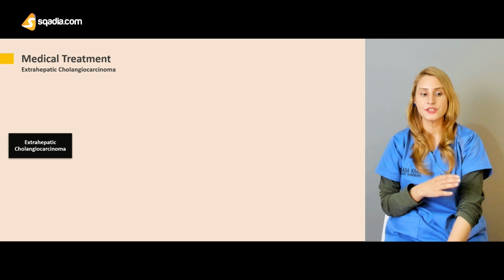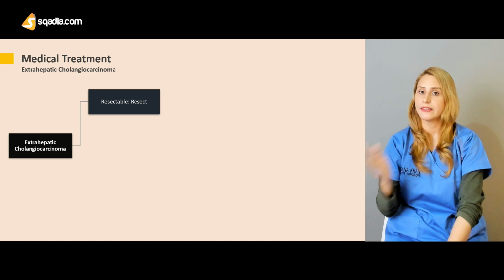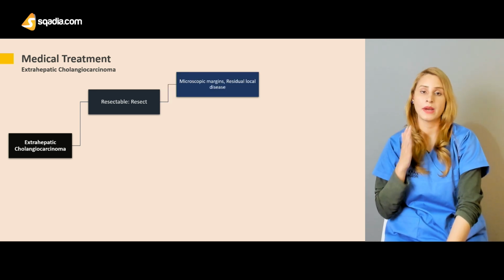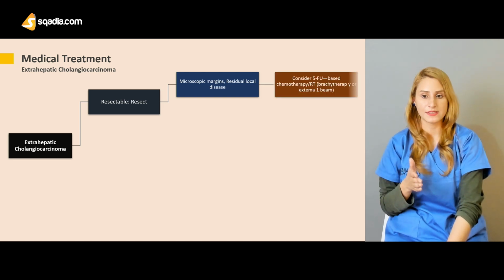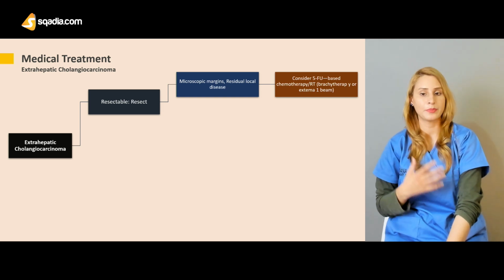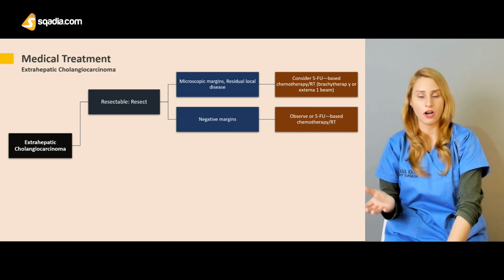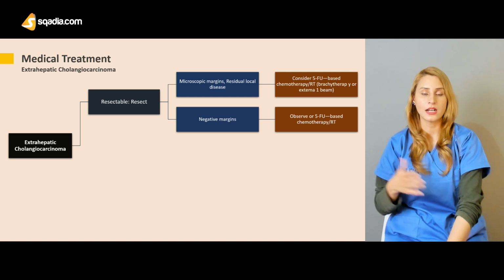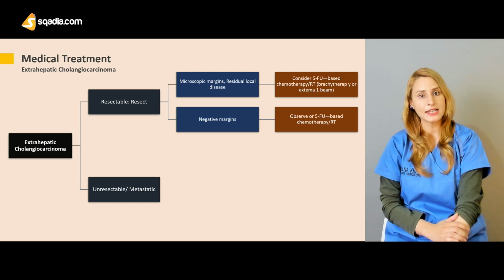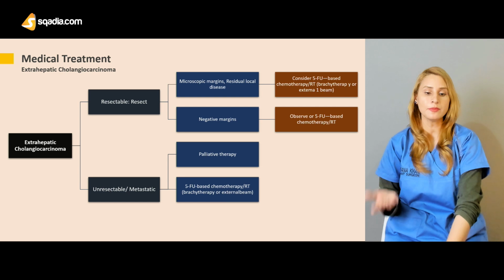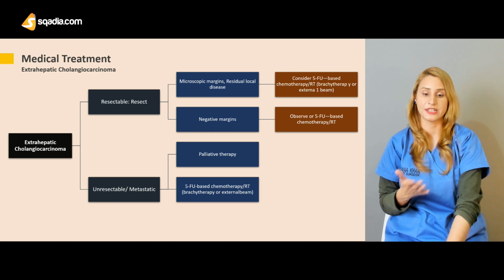Now, for the extrahepatic cholangiocarcinomas, again, you follow the same approach. If resectable, then resect. And if the microscopic margins came out to be positive, or there is residual local disease, then again consider putting your patient on brachytherapy or chemotherapy. And if the margins are negative, then tell your patient to come for regular follow-ups or observe, or you can treat the patient with chemotherapy. And for unresectable and metastatic tumors, you have to give palliative therapy, or proper chemotherapy, or put the patient on brachytherapy or external beam.